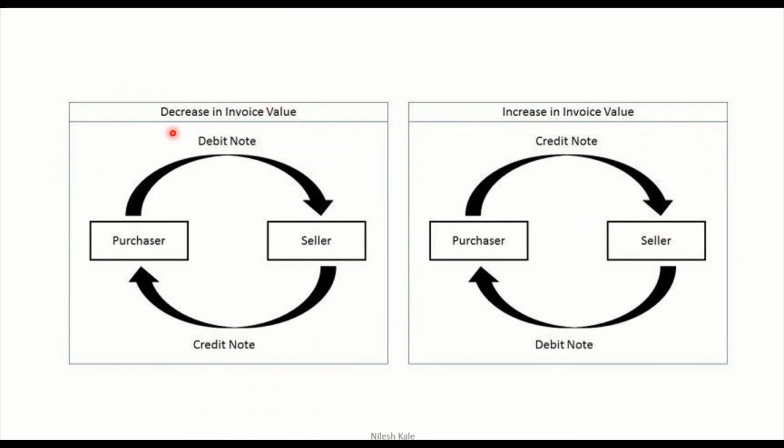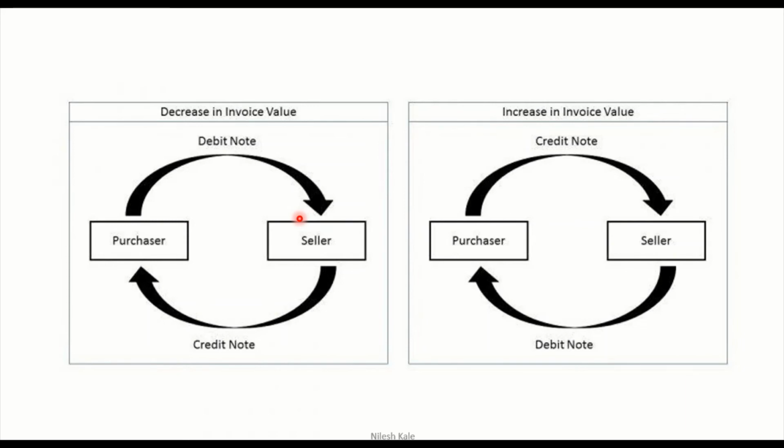What happens in decrease in invoice value? If the invoice value is decreasing, it means the purchaser has already paid more. Now the seller has to repay back. It means the seller will credit the amount to the purchaser through a credit note. Okay, and if he is not doing that, the purchaser will issue the debit note.